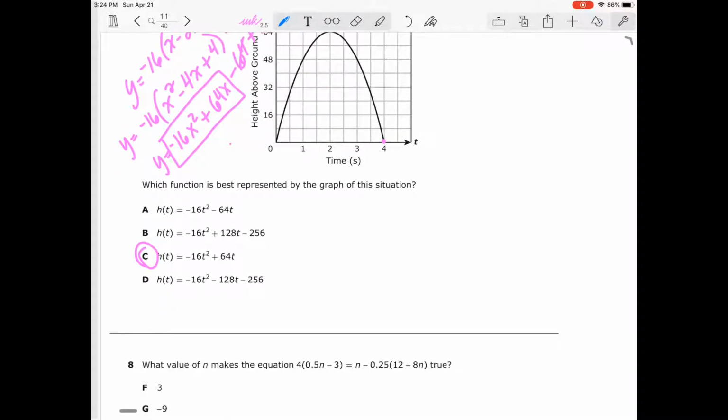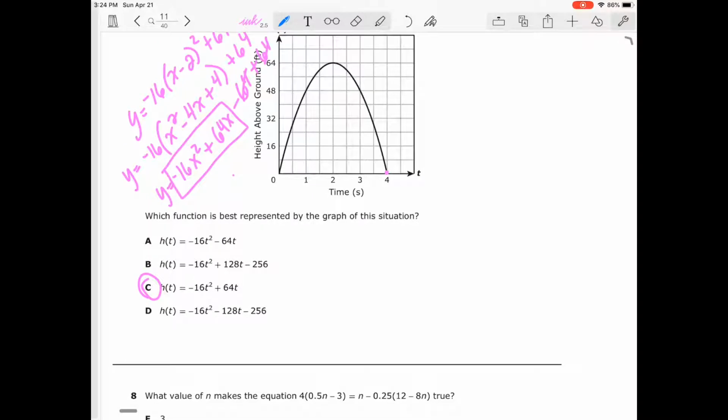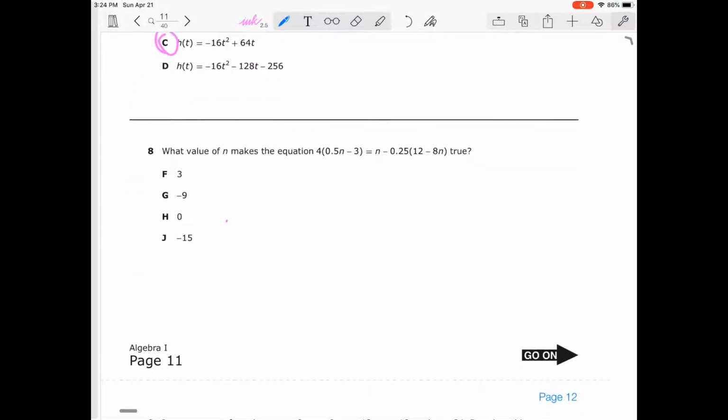A has that same answer as negative. B would have been if you had made the mistake and added 64 and 64 together. That would have given you the negative 256.